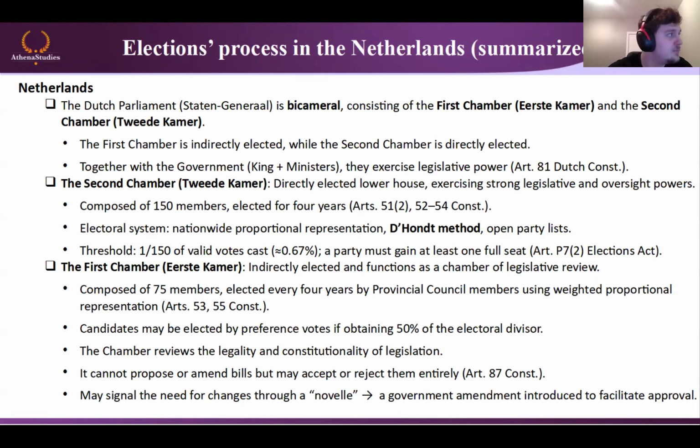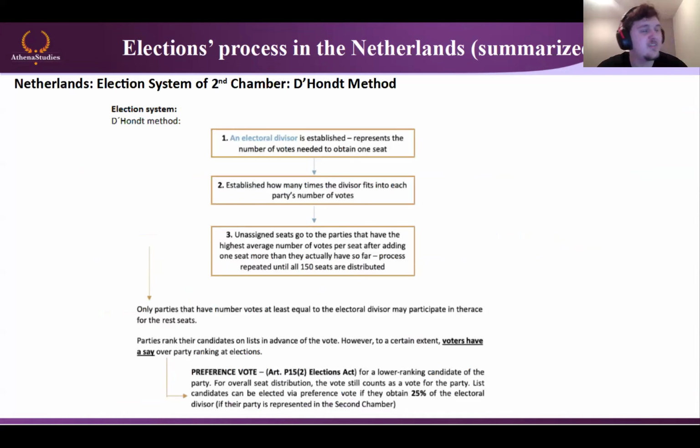So about the D'Hondt method, the election system of the second chamber, that's basically here, a nice little schematic, so you can check that at home. But yeah, it's very straightforward, very simply put. So here you go. It's in the slides, you will all get them. We all get them at the end of the course.